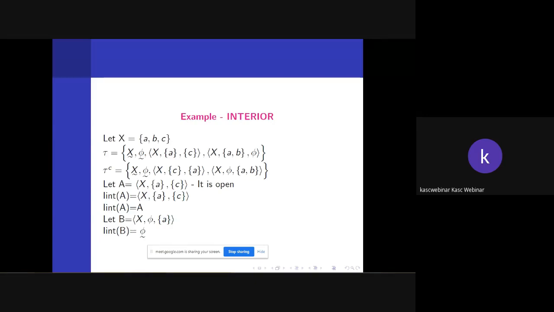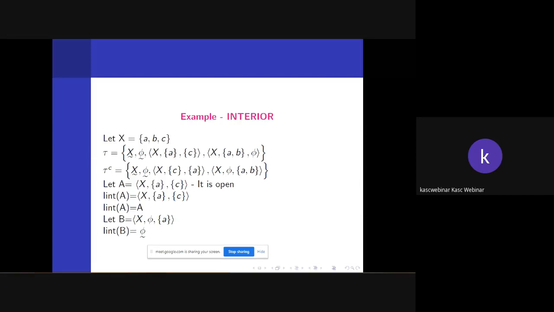So X has three elements A, B, C. We have constructed a topology: X, null set, singleton A, singleton C, {A, B}, and the complement of its intuitionistic closed set. So A is X, singleton A, singleton C.